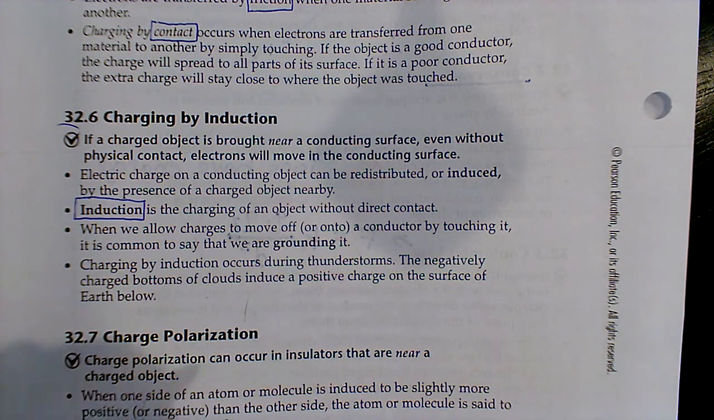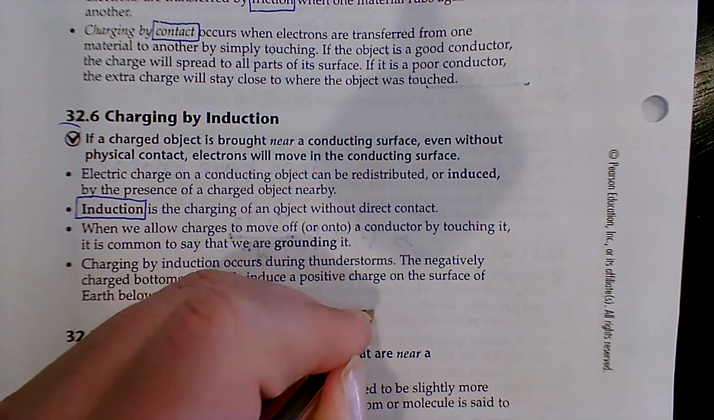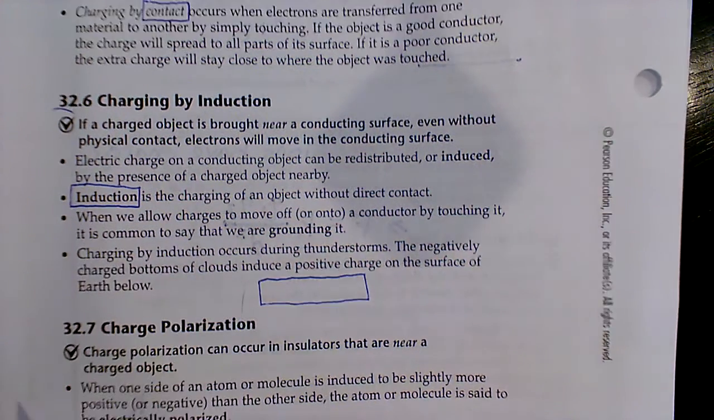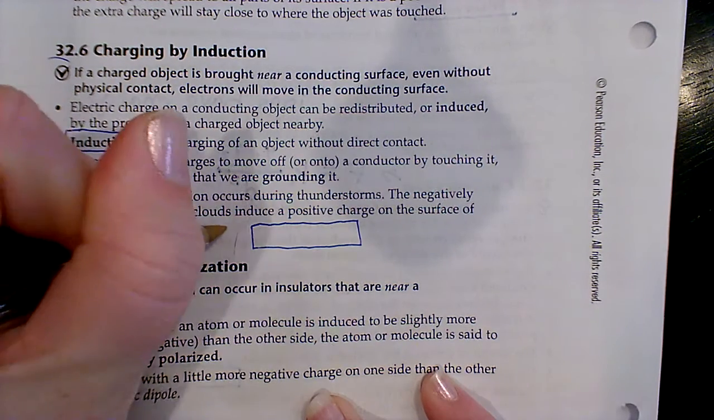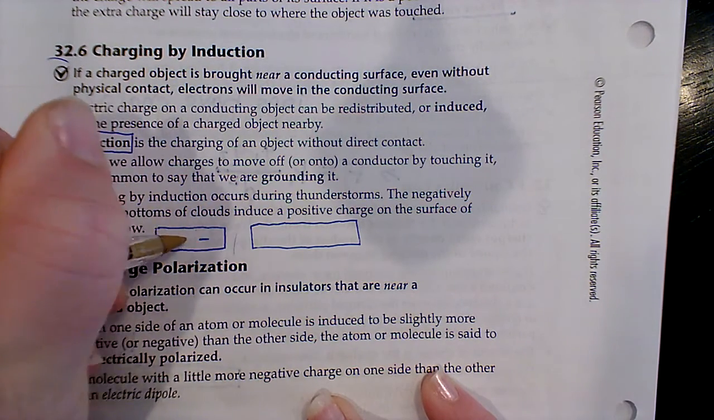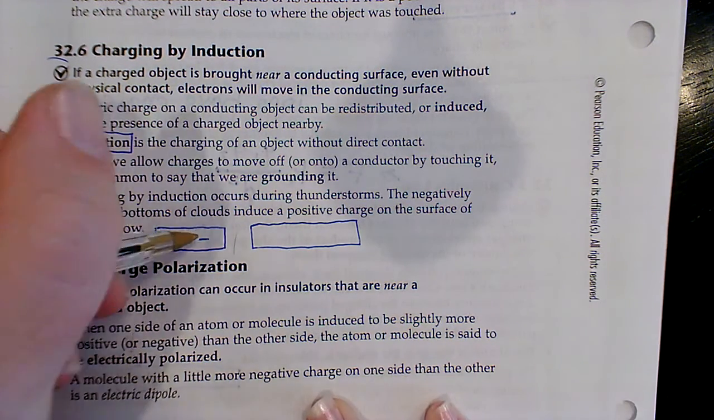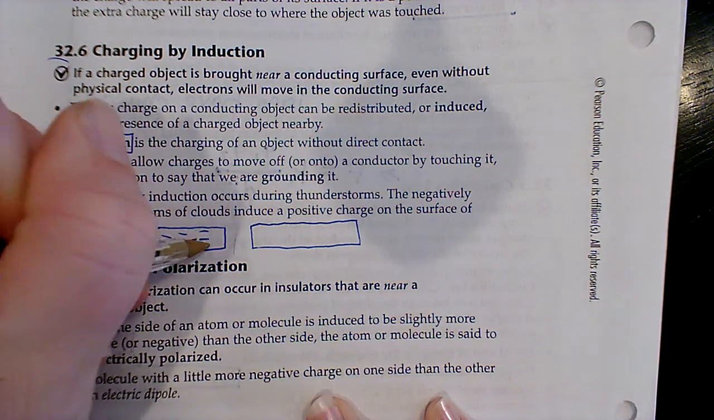But imagine, if you will, I have a neutrally charged metal bar here, and I'm going to bring a negatively charged bar close to it. So it's really negative. I'm going to put a bunch of negatives in here.